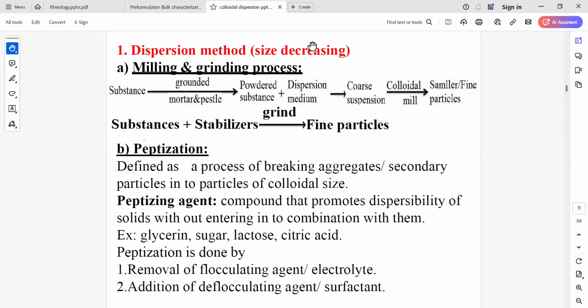And as I have told you, in the dispersion method we reduce the particle size, through ultrasound or different methods. In case of peptization, we break the aggregates in the same way, but we use a peptizing agent to reduce the particle size. In milling and grinding, we use mechanical forces. In case of ultrasound, we use ultrasound energy or ultrasound waves. In a colloidal mill we use forces, and here we use a peptizing agent, but in all cases we are reducing the particle size. That is what the dispersion method is.